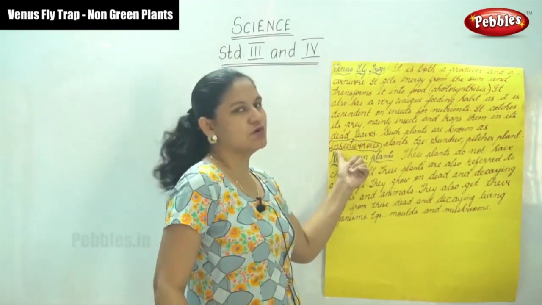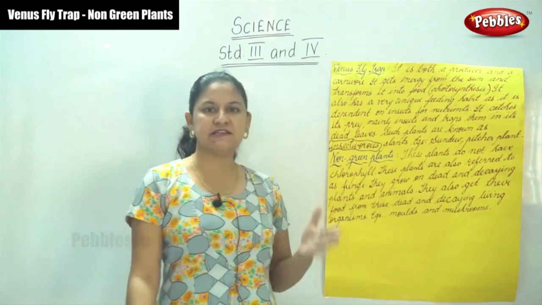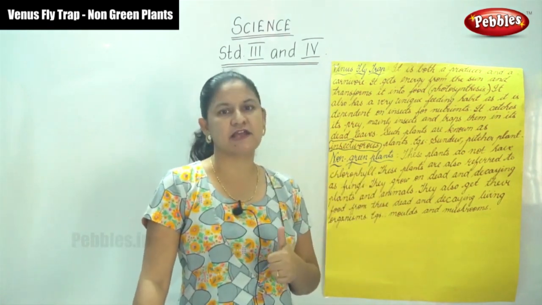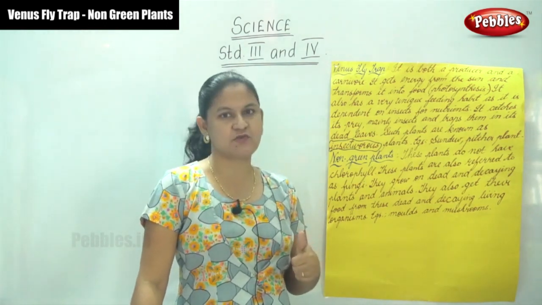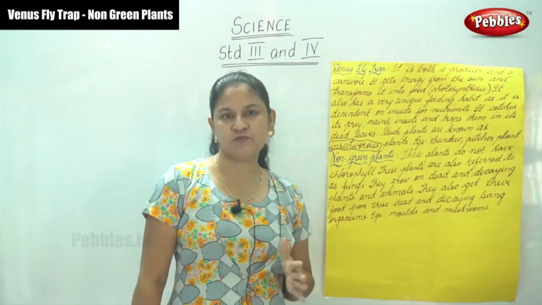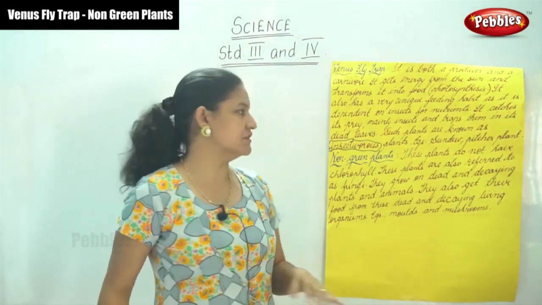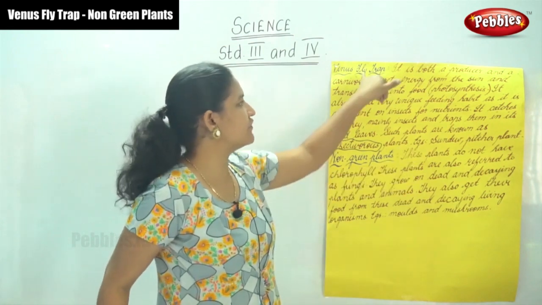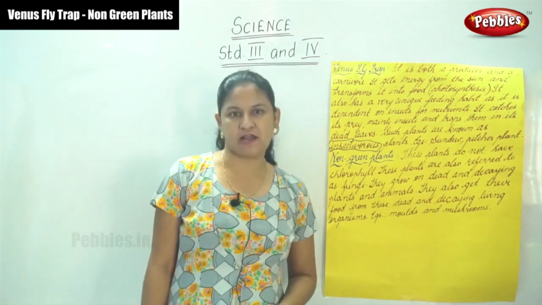Such plants are known as insectivorous plants. So plants that eat insects are known as insectivorous plants. That's why they are also referred to as carnivores. A carnivore is a plant or animal that eats other animals. Examples of such plants are the sundew and the pitcher plant.